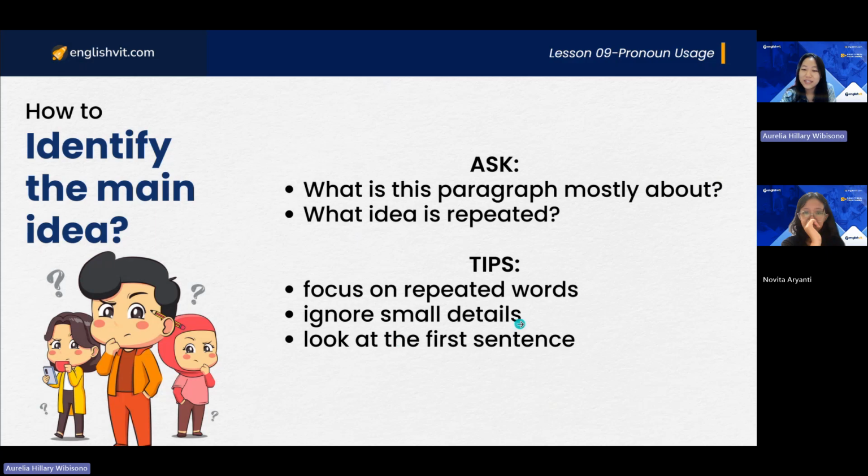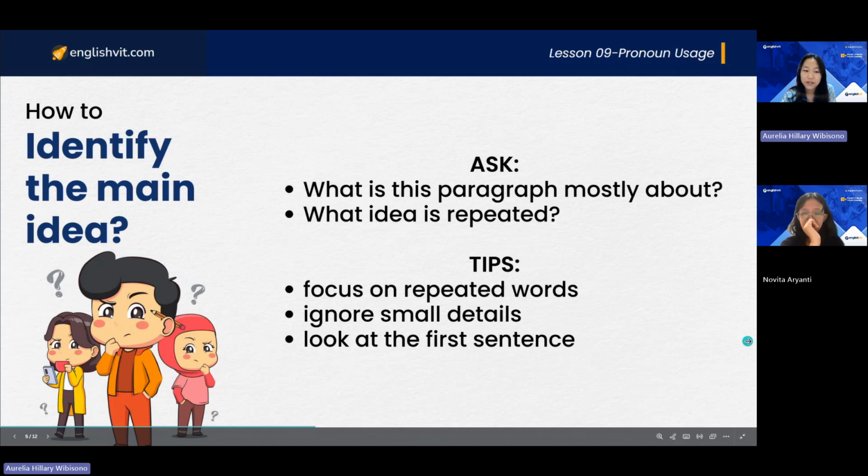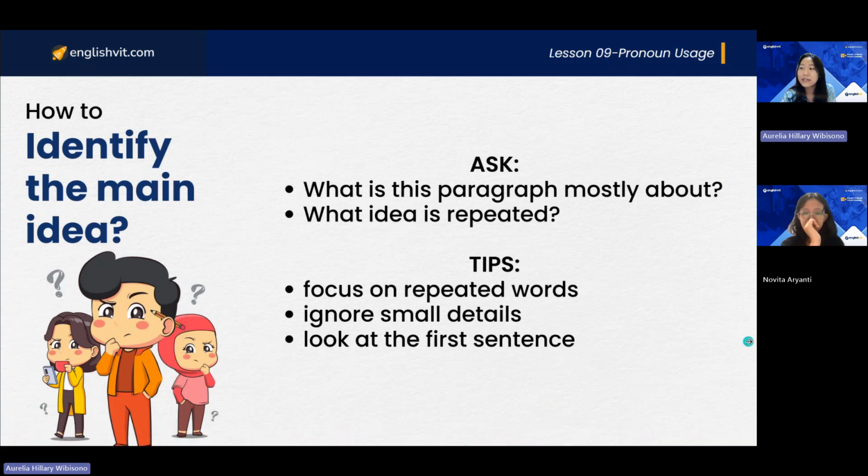Ignore small details. For example, talking about a Chinese man or a Japanese man, it's only mentioned once, so that must not be the main idea. And then try to look at the first sentence. As for the passage we just read, the idea is at the beginning of the passage, so it must be in the first paragraph or maybe the first few sentences. That's the main idea.